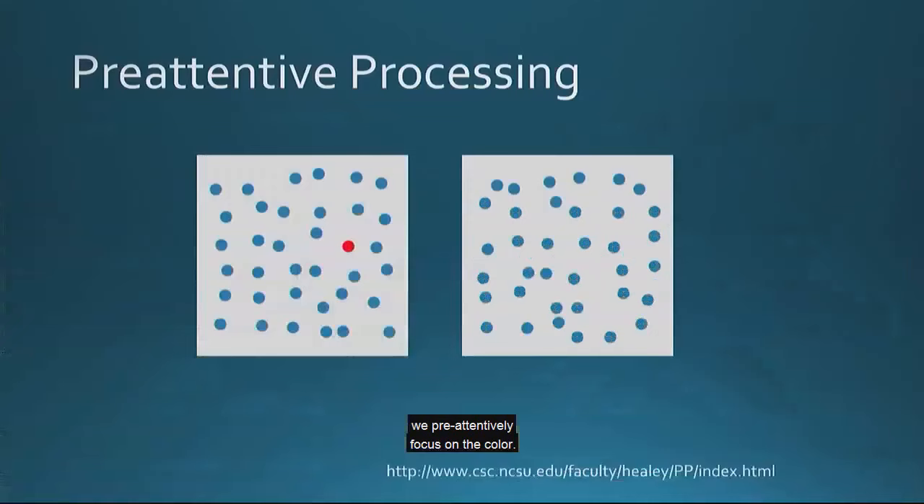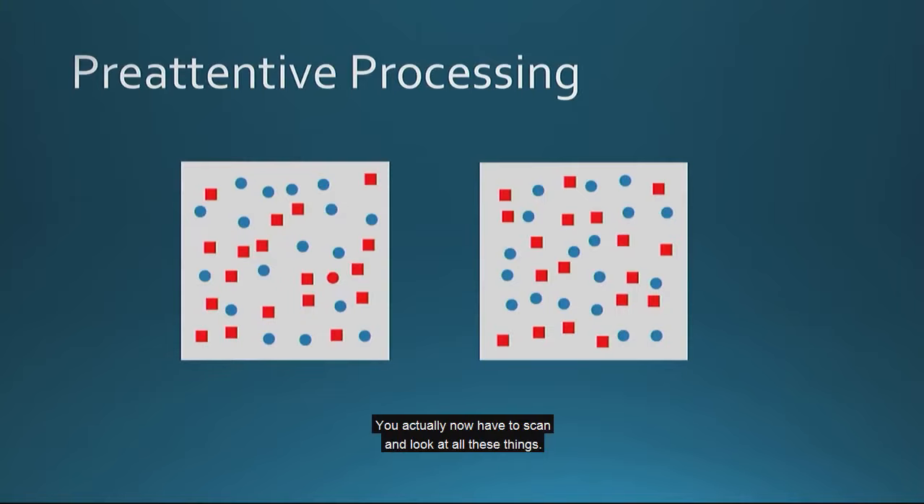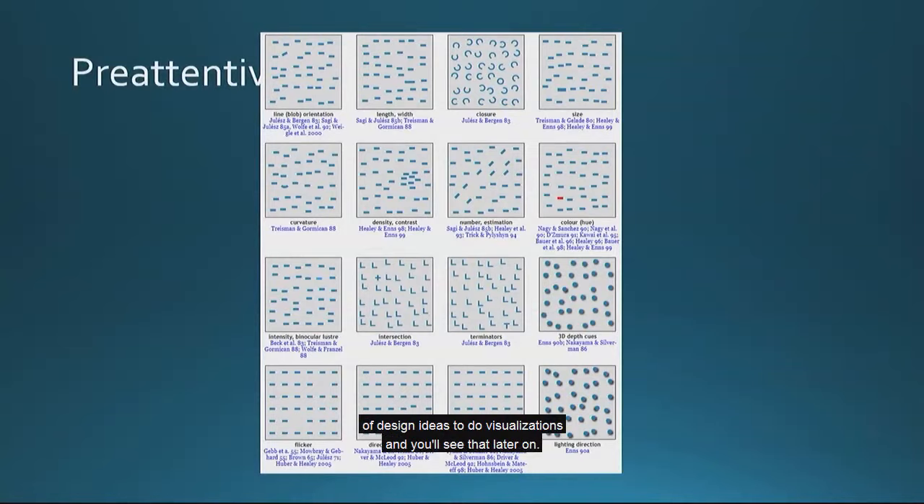Color's not the only thing. We also pre-attentively focus on other things. What's the difference between these? You should see that's the red circle on the right. And we noticed that. You didn't have to scan through that whole thing. However, these things are complicated. When you combine those two situations, it gets much harder. You now have to scan and look at all these things. Experiments have measured the reaction time, and they see that this takes a linear amount of time to see that there was a red circle on the left side and not on the right side. There are lots of pre-attentive cues, and this is something studied in psychophysics. We use these as sources of design ideas to do visualizations, and you'll see that later on.